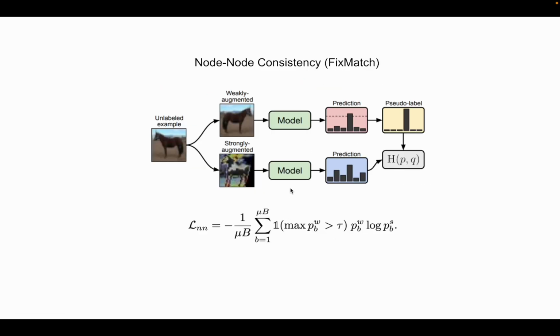The first one is the node-to-node consistency. This is basically exactly similar to FixMatch, and we don't claim this as our contribution. But in this paper, we provide a unified view of how to consider this problem from the graph perspective. Given an unlabeled example, what we expect is that the model's prediction from the strongly augmented view should be consistent with the model's prediction from the weakly augmented view. We also apply a threshold here, which means that the loss will only be applied on the samples that have a very high confidence.